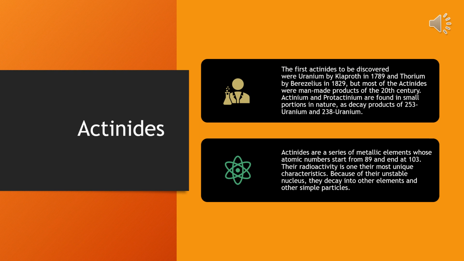Actinides are a series of metallic elements whose atomic numbers start from 89 and end at 103. Their radioactivity is one of their most unique characteristics. Because of their unstable nucleus, they decay into other elements and other simple particles.